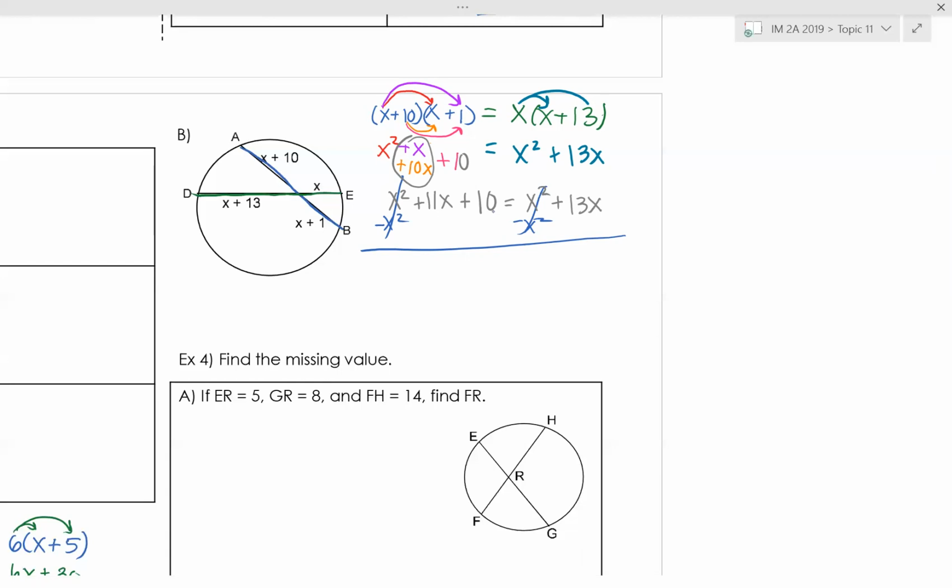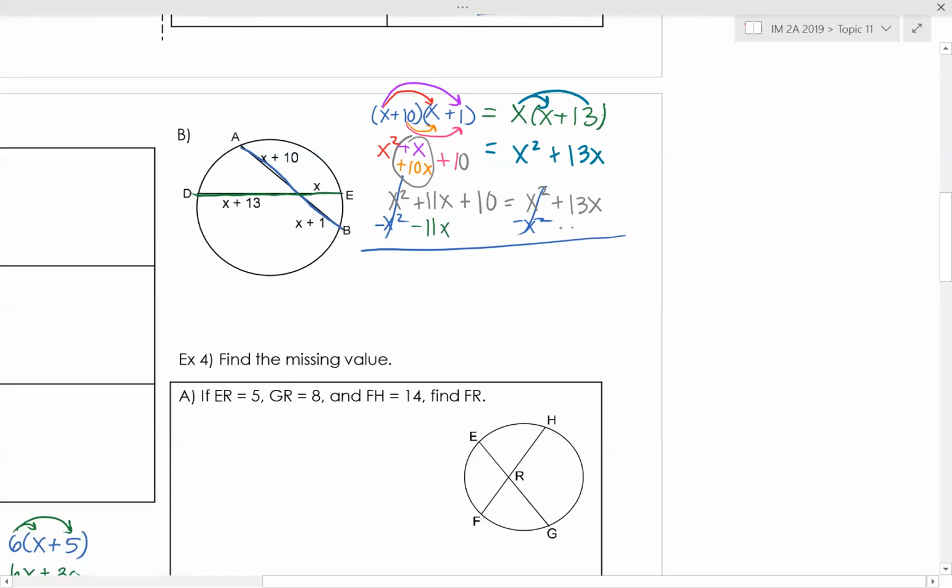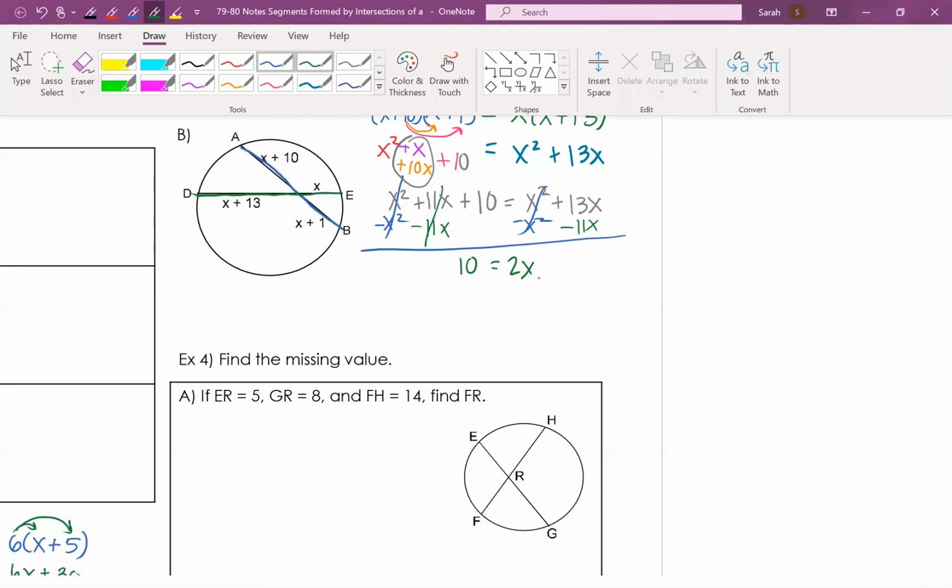So what I want to do then is I want to work the same way that I did in the last problem, where I want to get all the x's to one side. So since 13x is over there by itself, I'm going to subtract 11x from both sides so that it moves this one over. So I got 10 is equal to 13 minus 11, so 2x. And then dividing by 2 tells us that x then is 5.